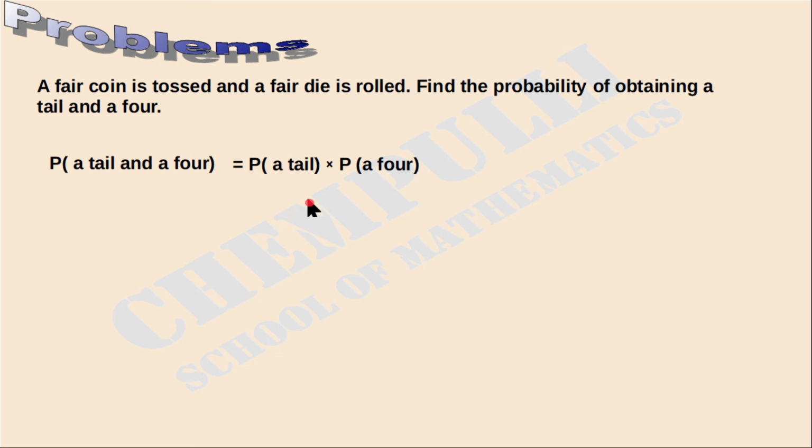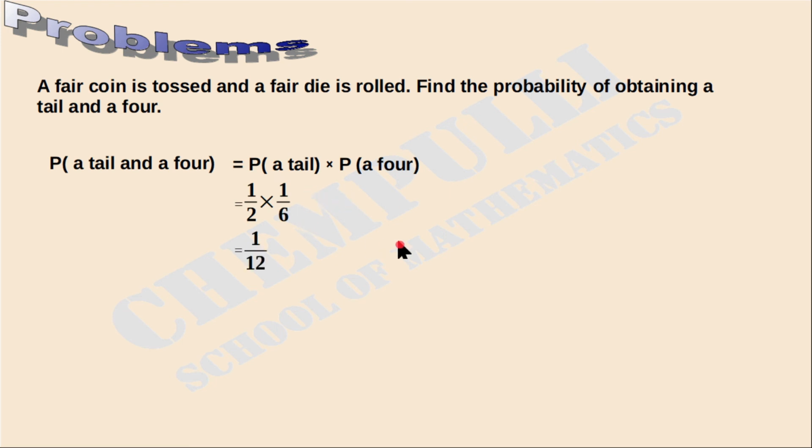So the probability of getting a tail is 1 over 2. Then in the die case, if you roll one die, in total how many outcomes are there? 6 outcomes, because the die has 6 faces, numbered from 1 to 6. How many cases are favorable to 4? Only one case is favorable to 4. So the probability of getting 4 is equal to 1 over 6. We can write 1 over 2 times 1 over 6, and we get the answer 1 over 12.